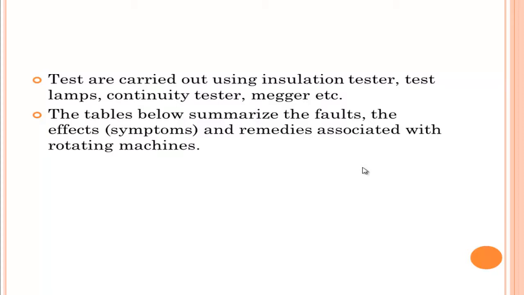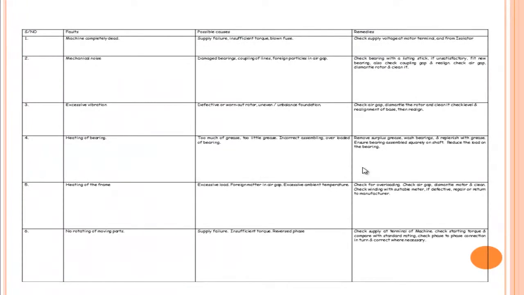Now we're going to have a tabular form. We're going to look at the table which is going to be shown now, and the table summarizes the various types of faults, the common ones, the symptoms, as well as remedies associated with faults that are peculiar to rotating electrical machines. Now let's look at the table.